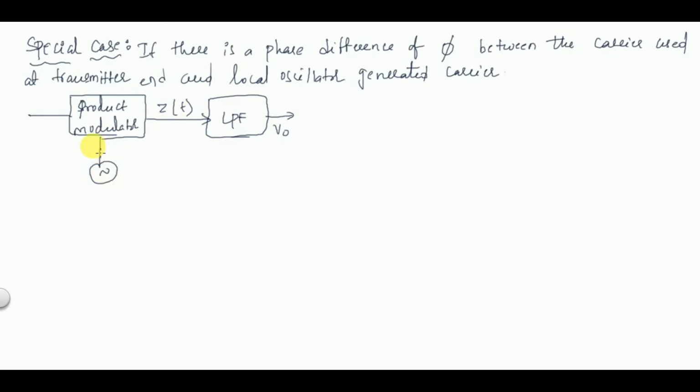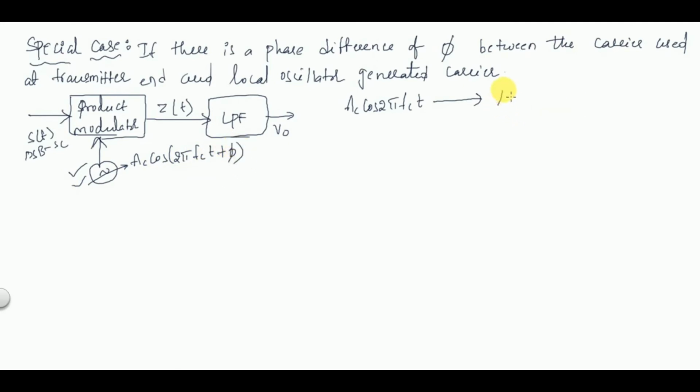So this is now the local oscillator generated carrier. And this is the DSB-SC signal. So what does this mean? If the carrier used at the transmitting end is Ac cos 2πfct, that is what we are taking, then the local oscillator generated carrier here is Ac cos(2πfct + φ).